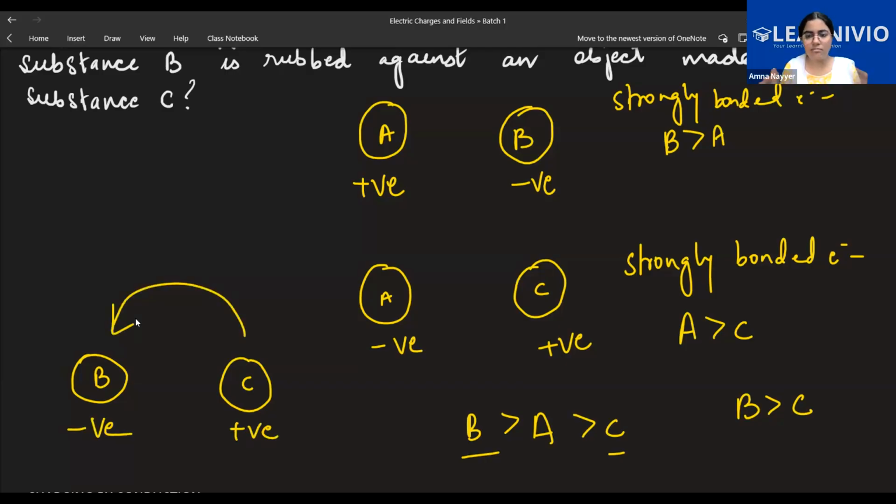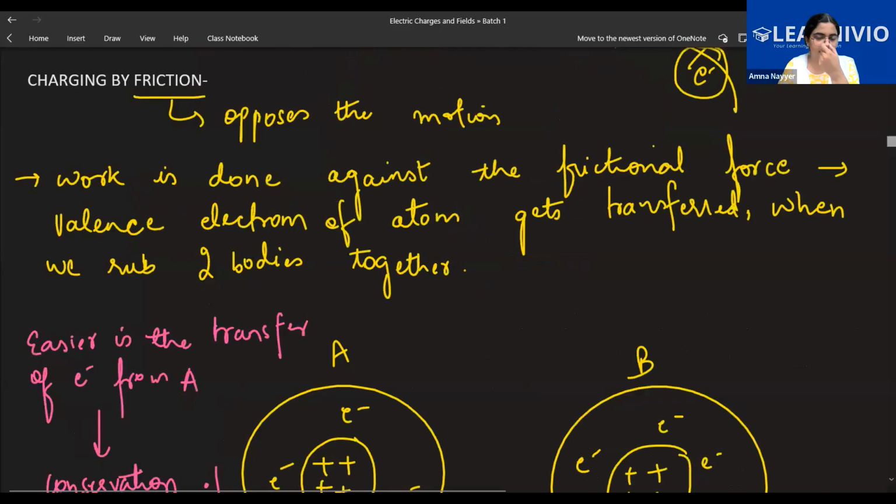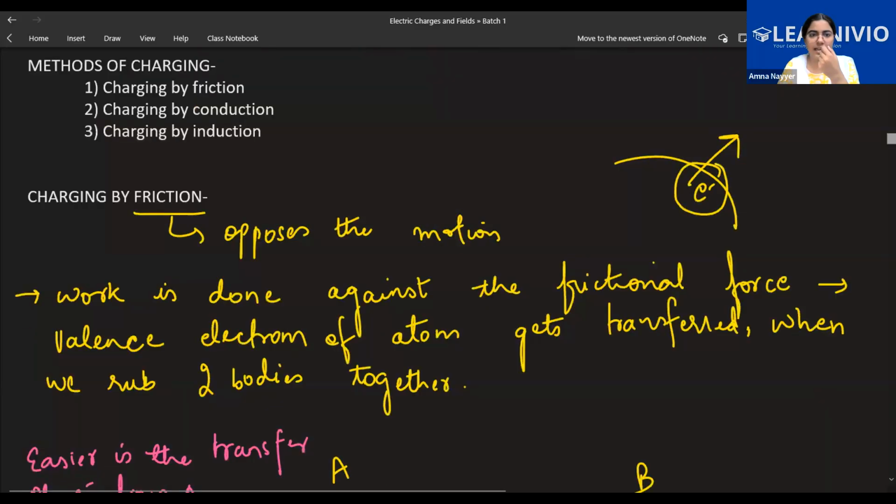Got this whole concept clear? Charging by friction? Okay. Write it, Ali. The homework questions will be there today. Yesterday I didn't give any homework. Today the questions will be there. Please write down from here, methods of charging. Then I'll start with conduction.